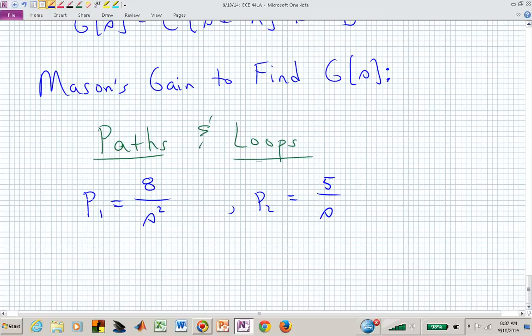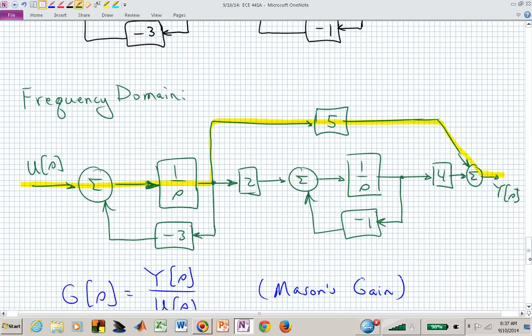All right. So these paths are important. Now we need to talk about loops. And loops, I think, are fairly intuitive. Those are just things that go around and touch themselves once. So now if we go back and erase that yellow, loops, here's a loop. That's pretty easy, isn't it? Here's a loop. We have 2 loops in this block diagram.